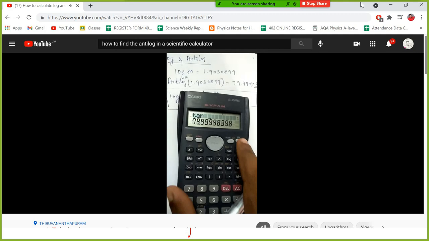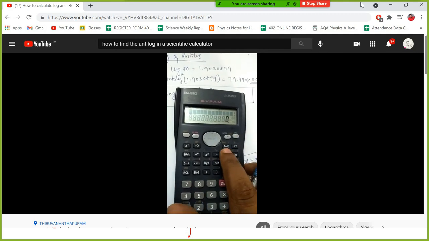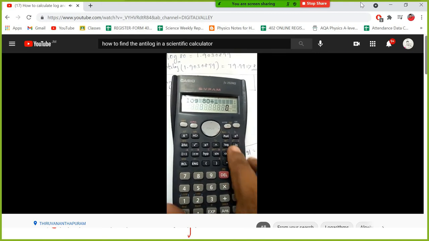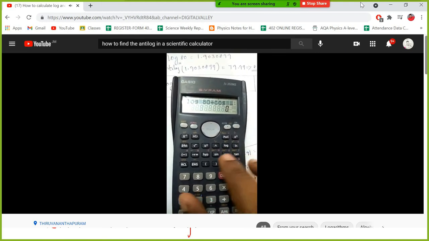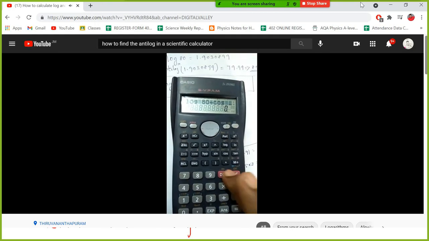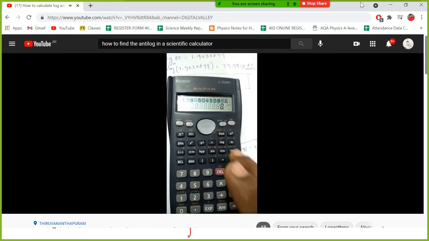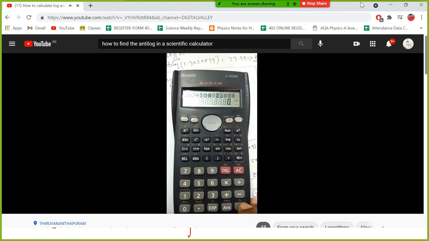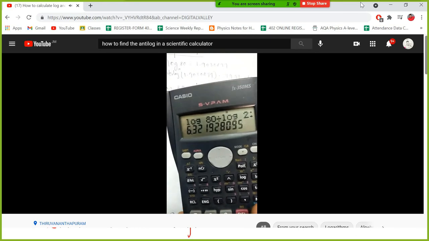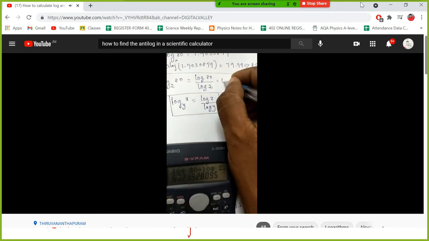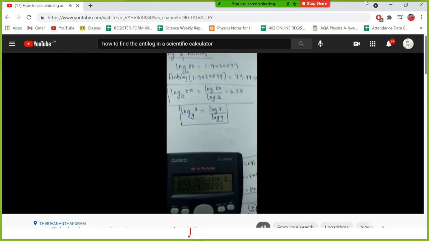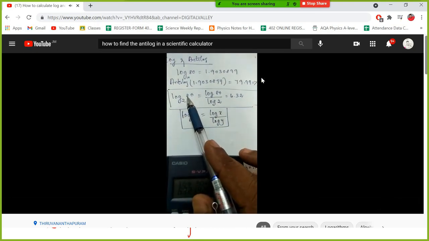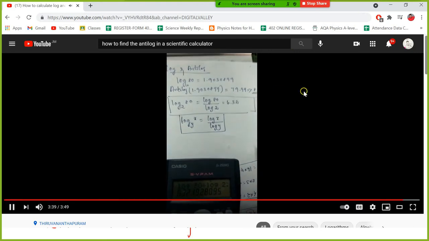Now what you have to do is take a calculator, substitute the values: log 80 divided by log 2. Value is 6.32. Similarly, we can find any numbers using this.